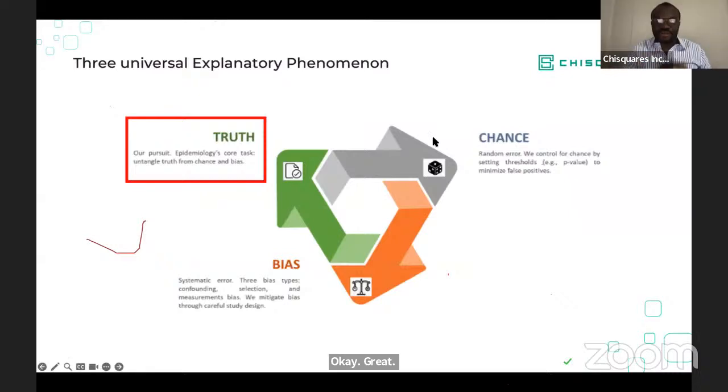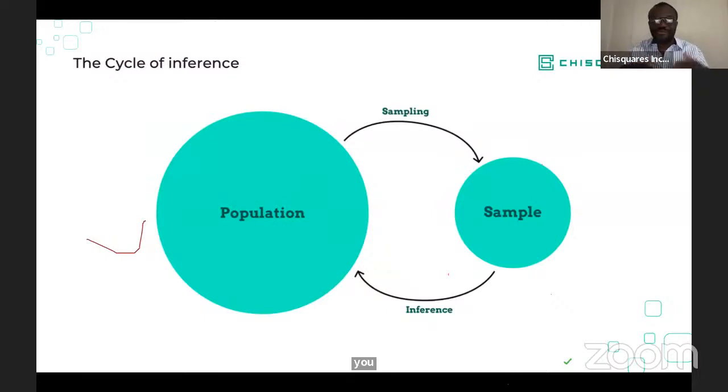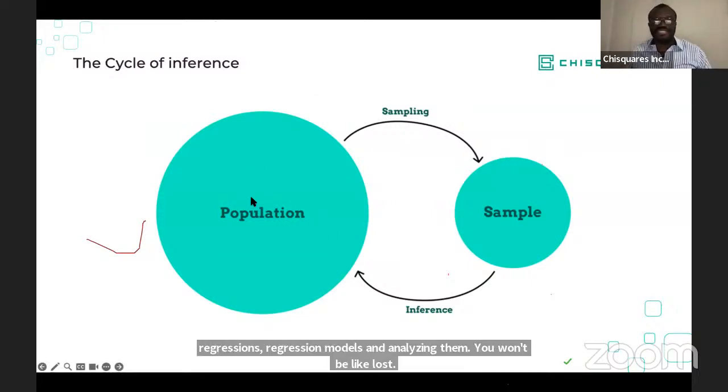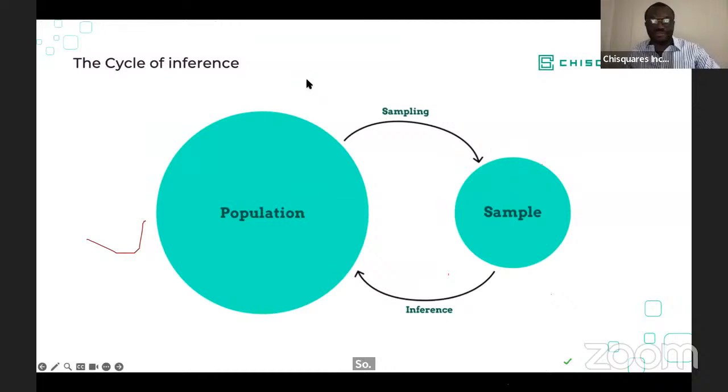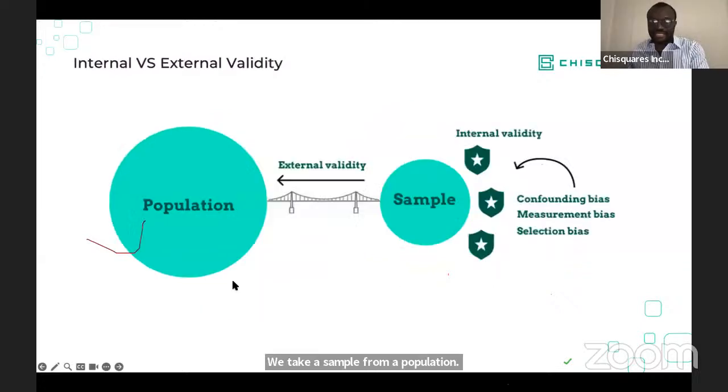All right, so let's talk about those three elements, and then we'll proceed with again providing context. All of this is to provide you context so that when we start fitting regression models and analyzing them, you won't be lost. If you've been to our previous classes, you should be well familiar with what we call the cycle of inference. We take a sample from the population, and from that sample, we make inferences. That is the cycle of inference.